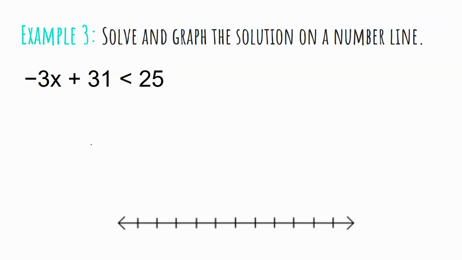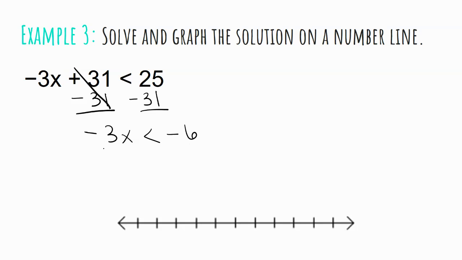Okay, so for this one, same sort of idea. I've got to isolate the x. I'm going to start by subtracting 31 on both sides. Subtract 31. Again, positive and negative 31 are going to cancel. So I will have negative 3x is less than negative 6, right? Because 25 minus 31 is negative 6.